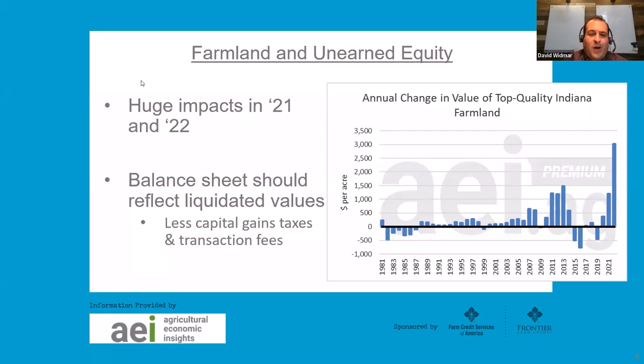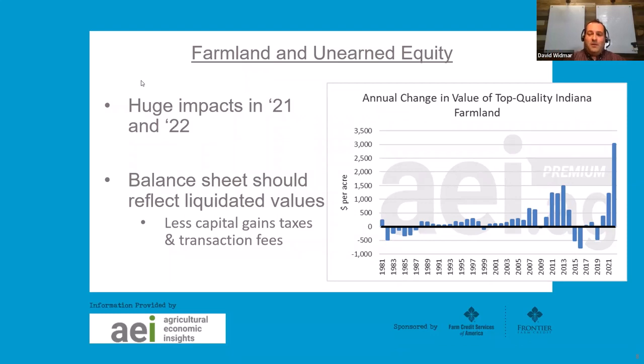Well, we've got to put some caution to that, right? The balance sheet should reflect those values that we could liquidate the asset for. So if we have to sell this farmland, we're going to have to accrue some sort of capital gains tax. And we're probably going to have to accrue some sort of transaction fees for listing or putting this piece of farmland up for auction.